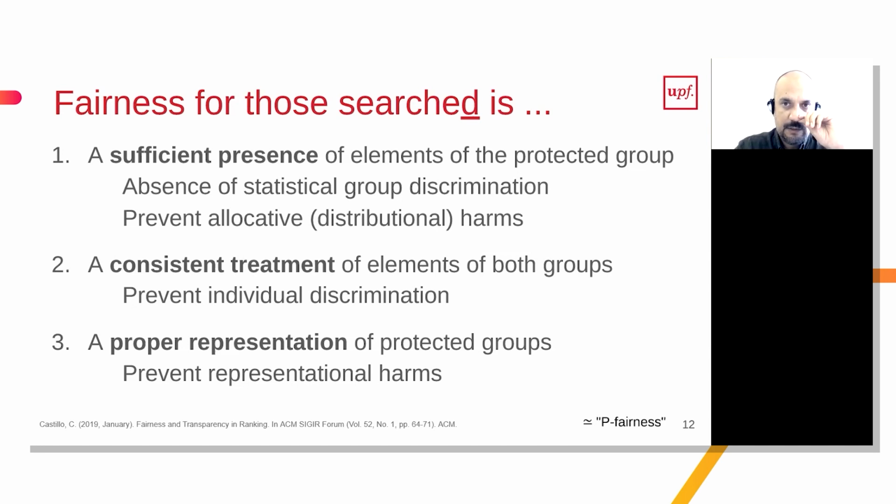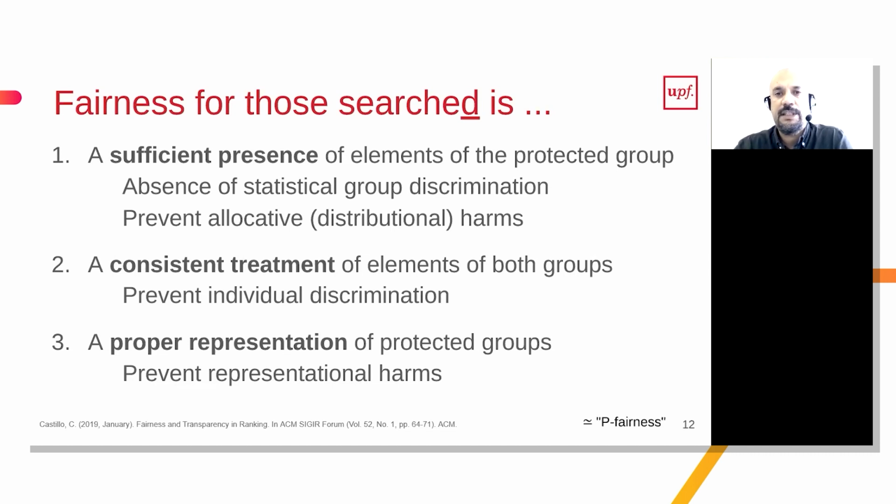First, we need to think that there are certain groups that are protected by law. For instance, people with disabilities or minorities that are protected by law in the sense that they should not be discriminated against. And the first criterion I would claim for those who are being searched is that there should be a sufficient presence of elements of the protected group in a ranking. And this is to prevent some economic type of harm, the distribution of types of harm, also called allocative harm, right? So the lower you are in a ranking, the less probability there is that you will be seen, and that means that your success as a business, as a friend, as a political candidate is affected negatively.